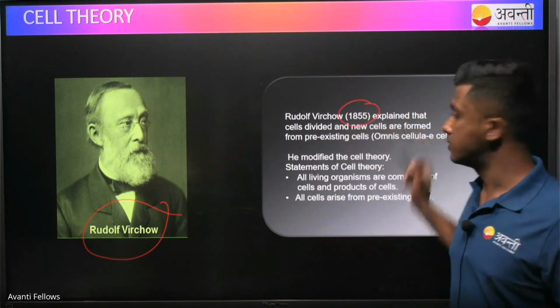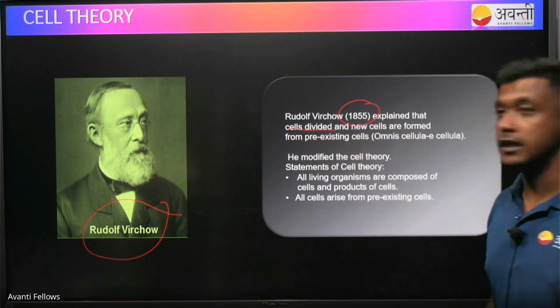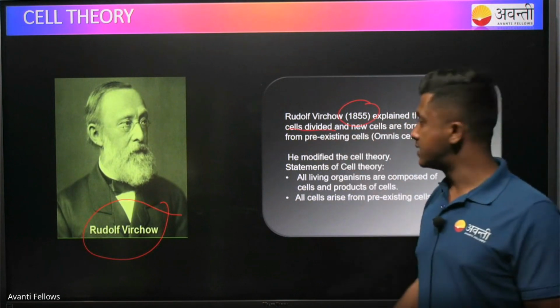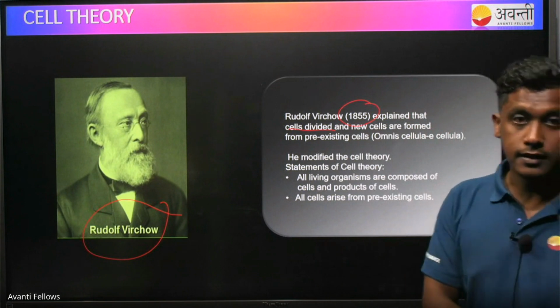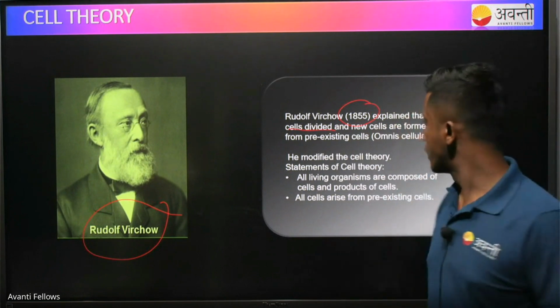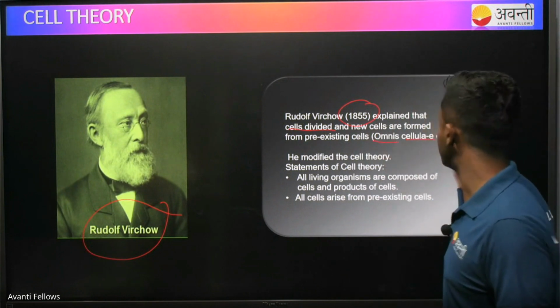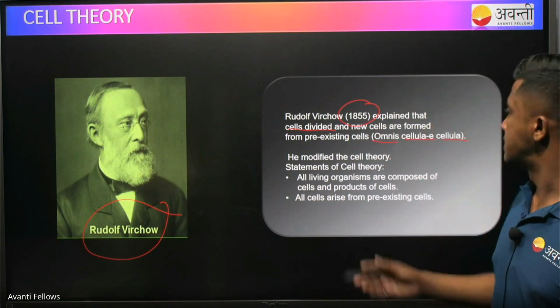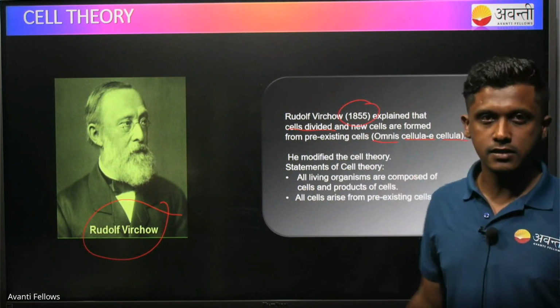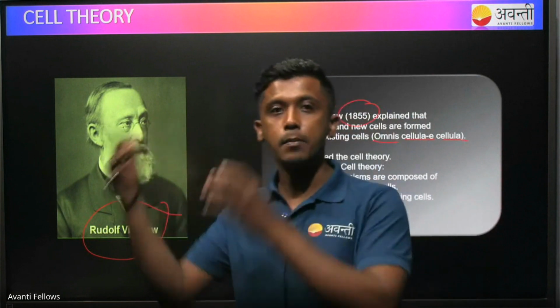So he hypothesized that cell division happens and new cells are formed. He says that the present cells are the result of pre-existing cells. Okay, so he calls it in his language omnis cellulae e cellula. That means the cells are formed from pre-existing cells. So the prior cell theory hypothesis was again modified.